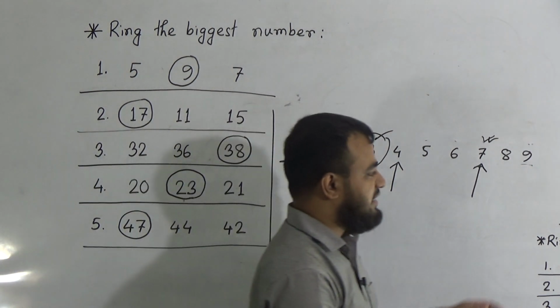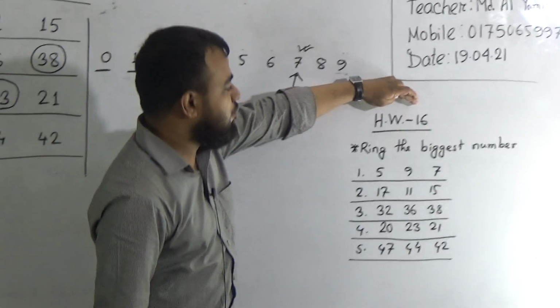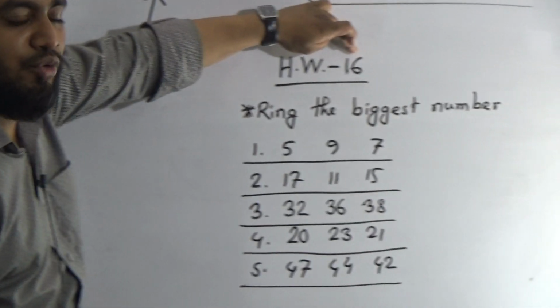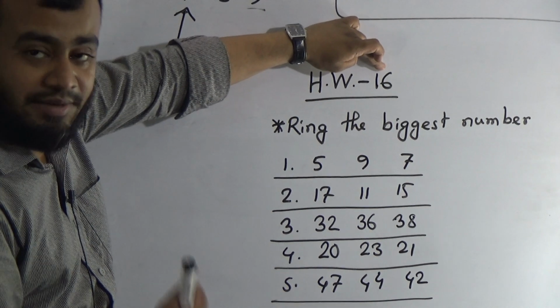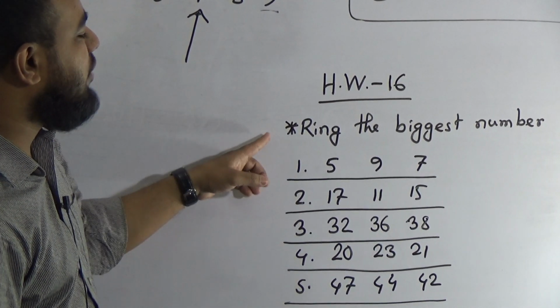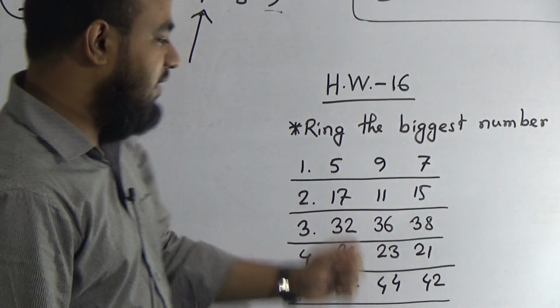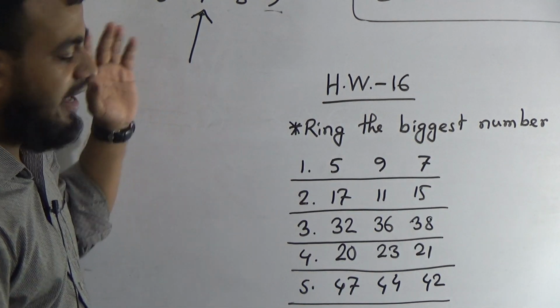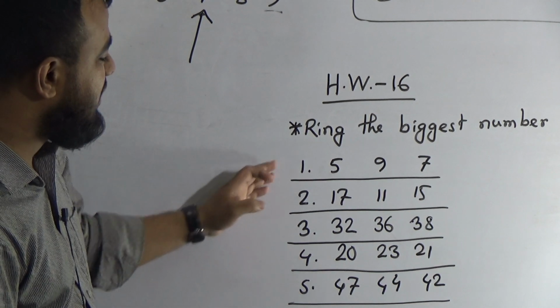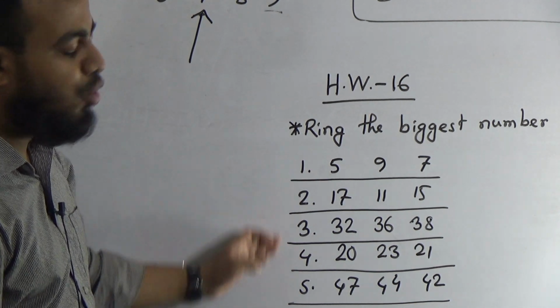Okay, now look at the homework. Your homework number is 16 today. My dear students, your homework number is 16. Please mention the homework number in your SW copy in the left corner. After that, you should write down the topic. The topic is ring the biggest number. Okay, then you have the 5 questions. I have already solved these 5 questions. These 5 questions are your homework also.